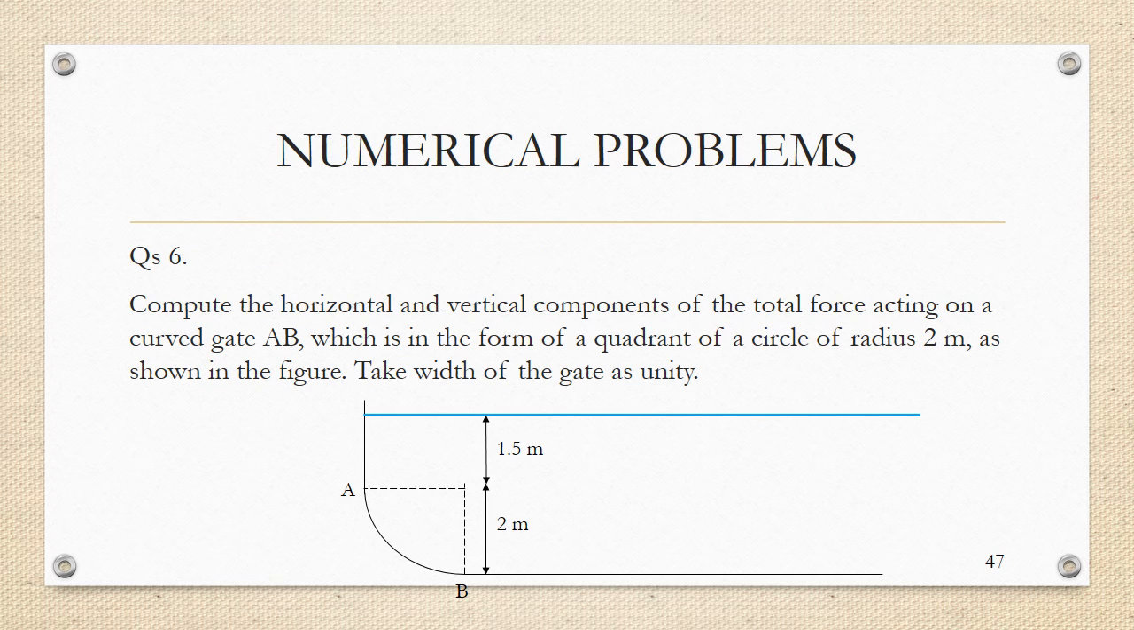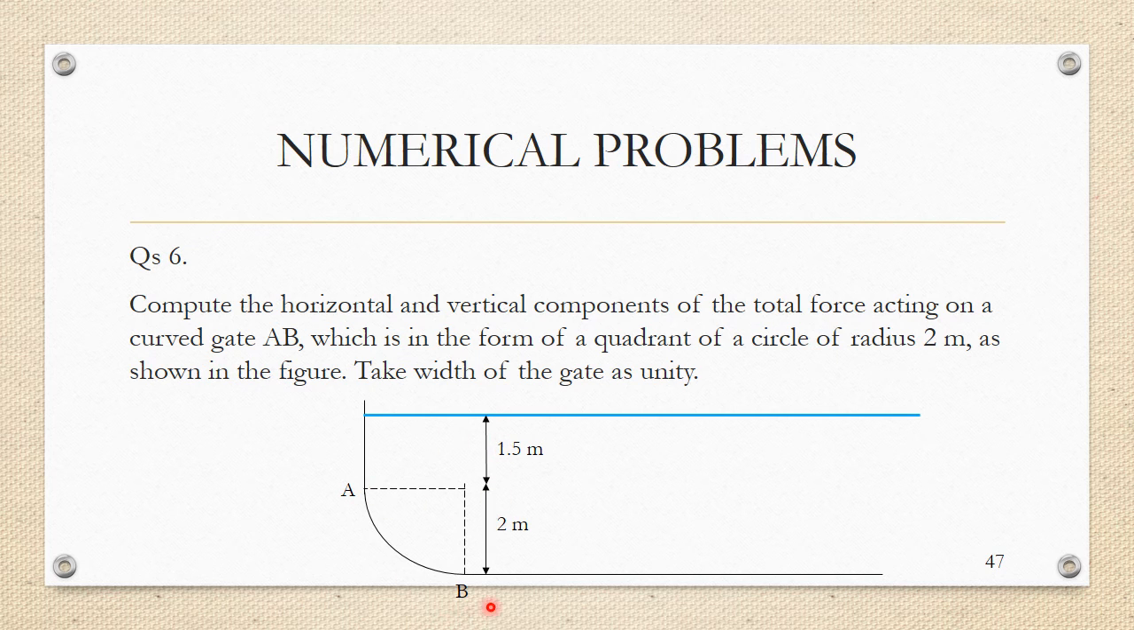This is the question. Compute the horizontal and vertical components of the total force acting on a curved gate AB, which is in the form of a quadrant of a circle of radius 2 meter as shown in the figure. Take width of the gate as unity. So width is the dimension that you cannot see. It's into the plane of this screen. So that width can be taken as unity, and the other dimensions are given.